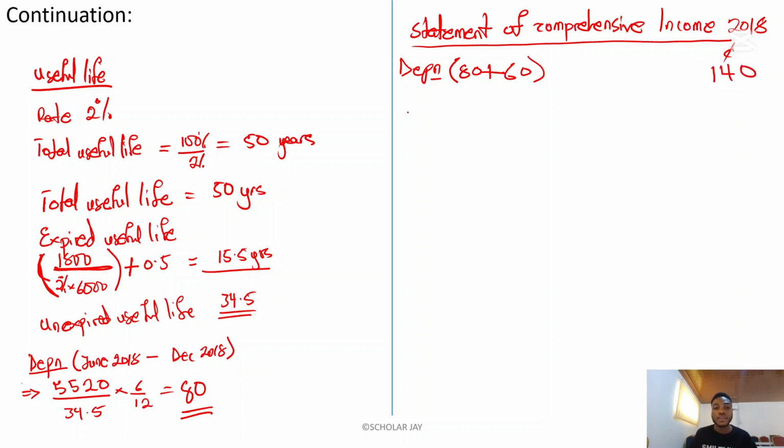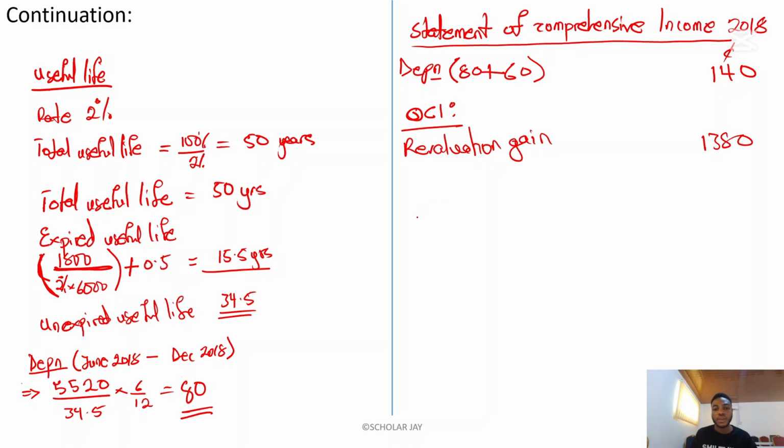Now there was a gain. So under OCI, you record the revaluation gain. So the revaluation gain under OCI. The revaluation gain was 1,380, right?